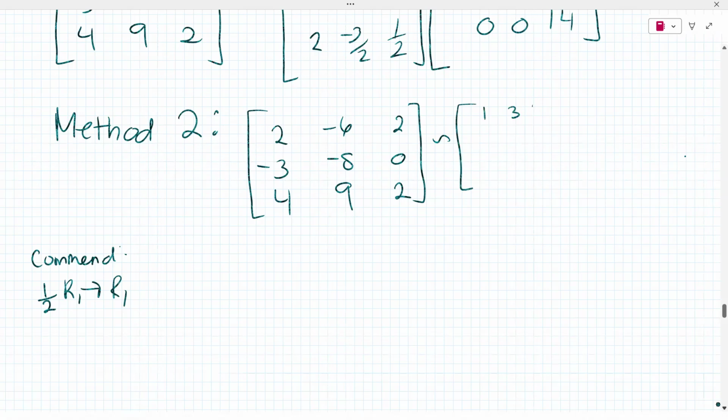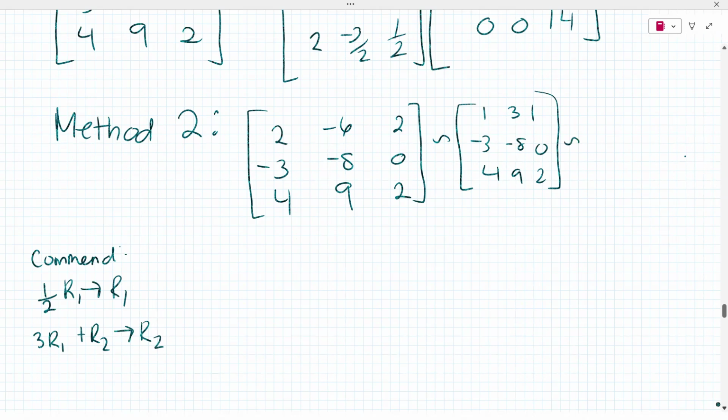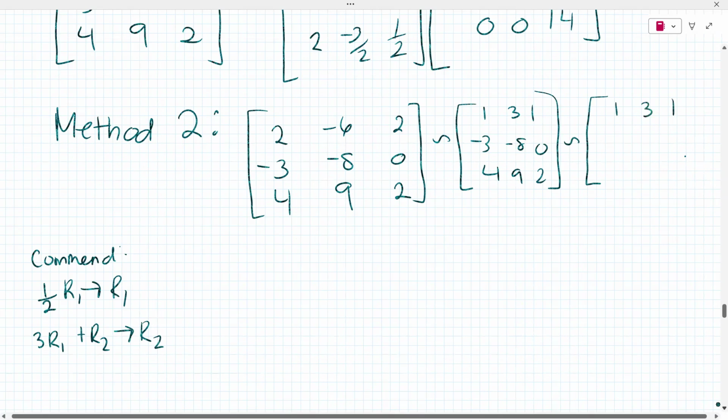1, 3, 1, -3, -8, 0, 1, 9, 2. And then the second row operation would be 3 row 1 plus row 2 gives us your new row 2. And that will give us this matrix: 1, 3, 1, 0, 1, 3, 1, 9, 2.